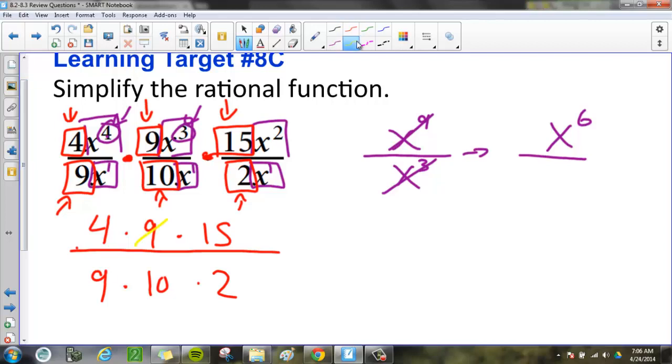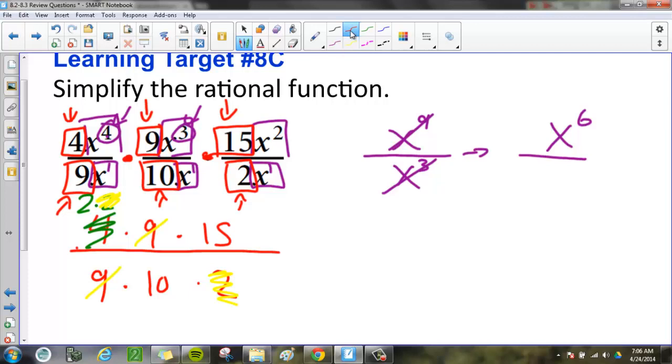Might as well just cancel those off top to bottom, right? Okay, and so that was an easy one to see right there. And maybe another one that you might notice is if you change this 4 into a 2 times 2, you could cancel one of these 2's off with this 2 on the bottom, right?